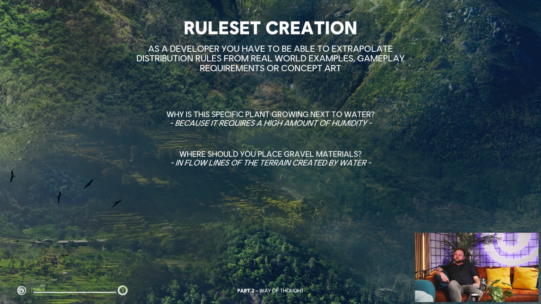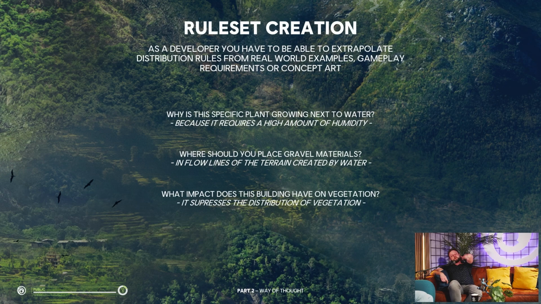Or you can define, for example, where should I place gravel? So small pebbles as a material on the ground. Well, gravel is mostly a result of flowing water. So picking the water flow of the terrain is nice data to distribute materials. So you get your cavity, like concave with the flow, and you most likely get the proper area for the gravel material.